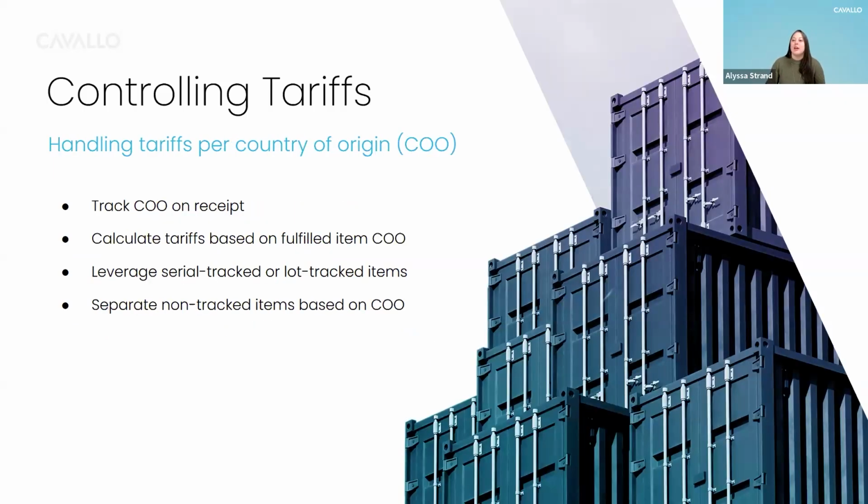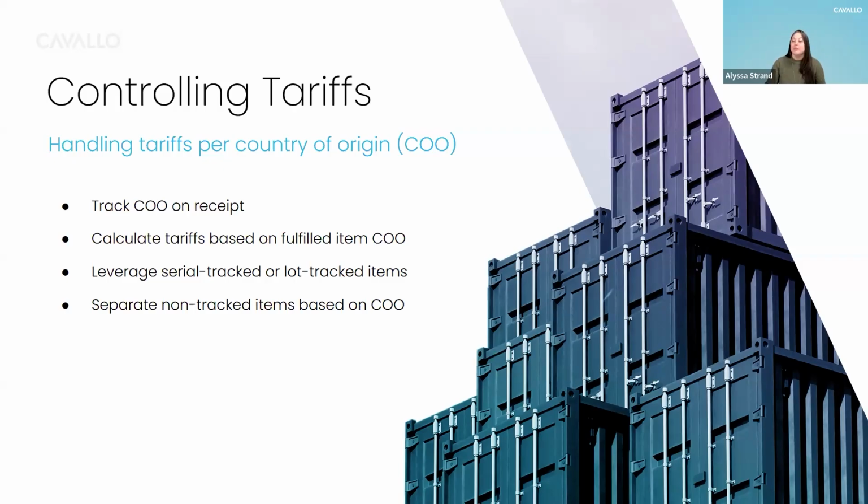If you can source a single item from multiple countries, then obviously item-specific tariffs aren't quite enough by themselves. What most people do is track the country of origin as they receive these items, and then SalesPad can use that to calculate the tariffs that should be passed on to customers based on which items are fulfilled to the sales order. The caveat here is these items really need to be serial or lot tracked for this to work effectively, because keeping track of non-tracked items in GP always ends up being kind of a guessing game.